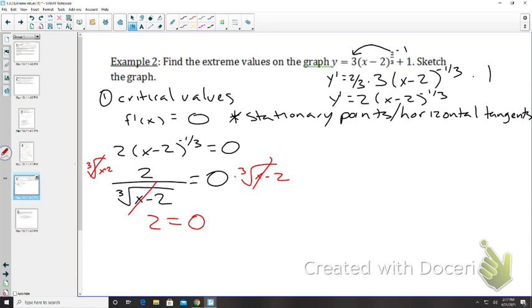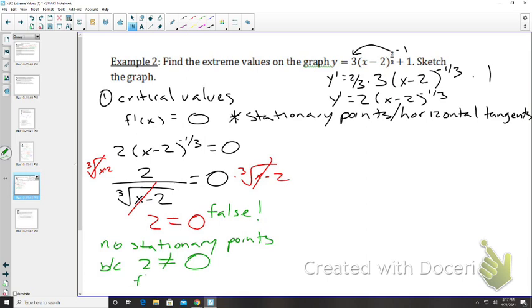So does that mean that there's no stationary points, or does that mean you have to solve for it? It means there are no stationary points. Indeed, very good. 2 equals 0 is false. 2 does not equal 0. So therefore, no stationary points, because 2 never equals 0. Or we could also say because f prime of x does not equal 0. Ever.